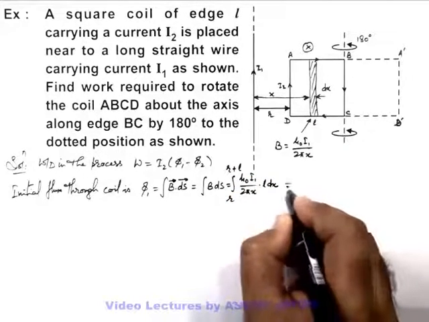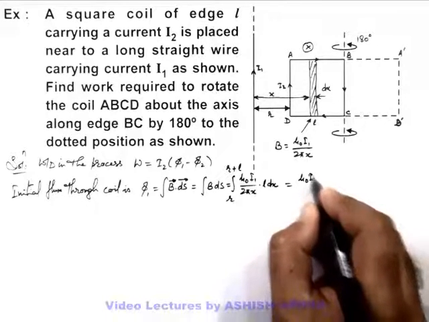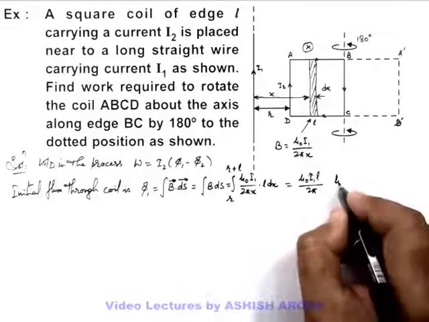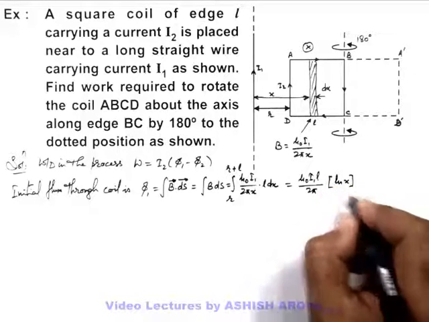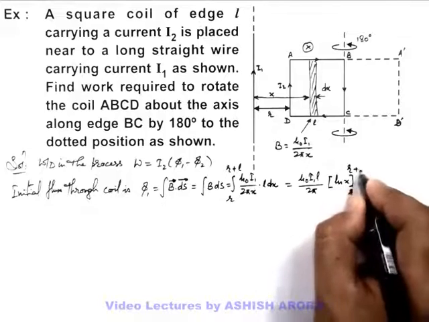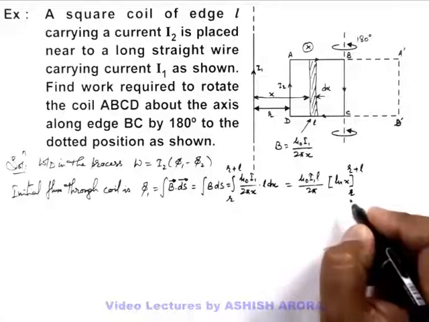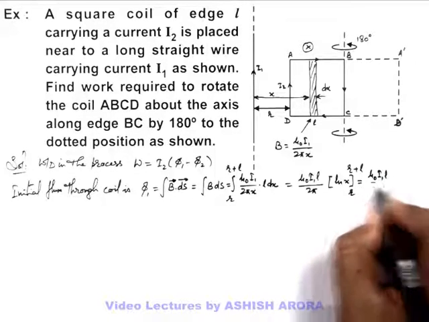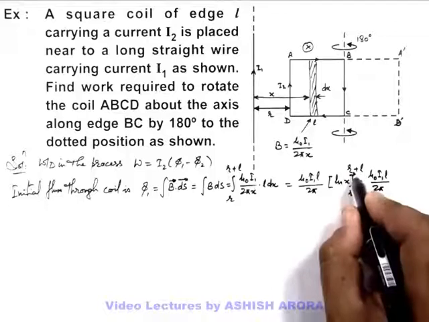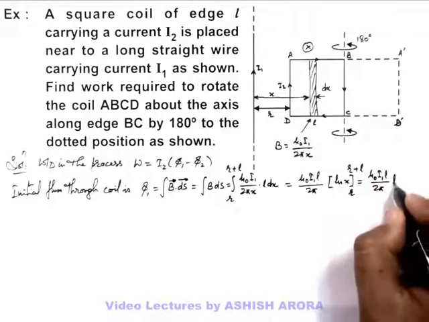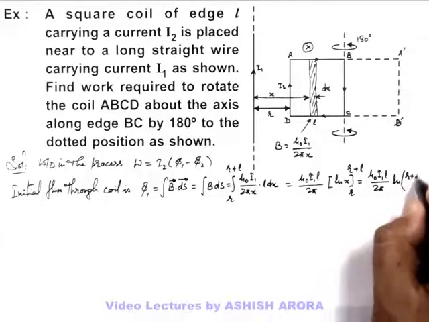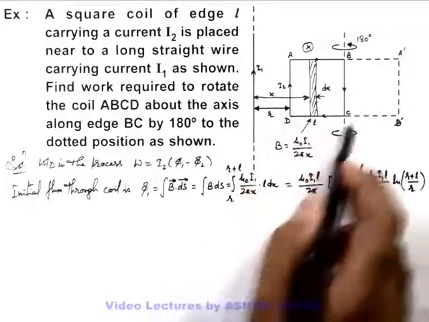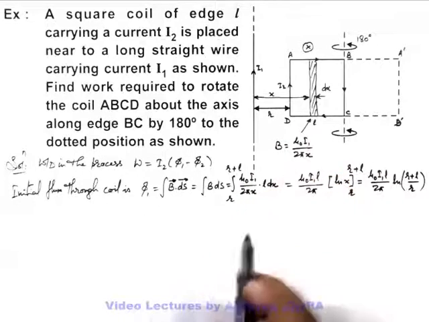On integrating, this gives us mu naught I1 L upon 2 pi, and 1 by x dx will be integrated to ln x, with limits substituted from R to R plus L. The result we are getting is mu naught I1 L by 2 pi times ln of (R plus L) by R. This is the value of magnetic flux through the coil in its initial stage.